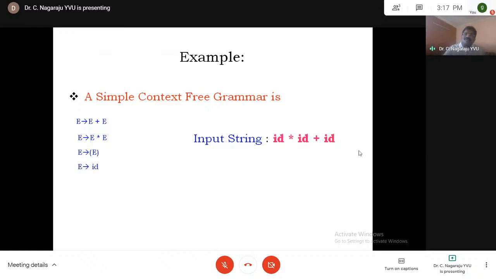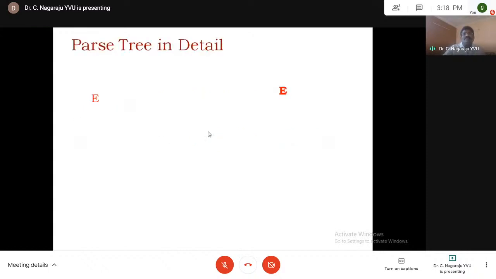If you are given the string, these are the stream of tokens. ID is one token, star is one token, ID is one token, plus is one token, ID. That means this stream of tokens is received from the lexical analyzer, and next will be parsing. For this grammar, it will start the construction of the parse tree. In the first stage, we think that E is the starting symbol, so E can form the root.